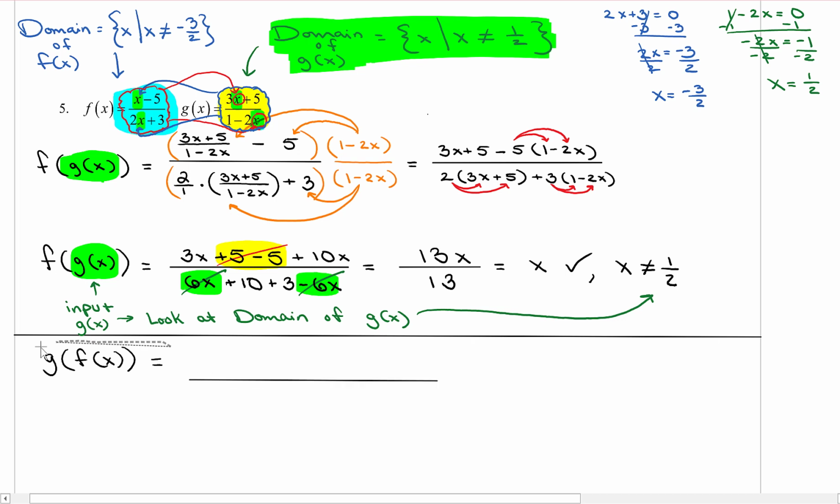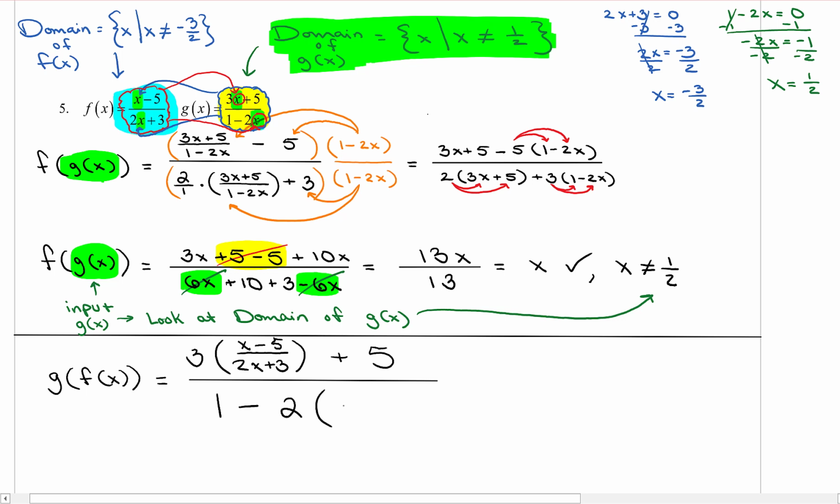Okay, so I think I'm going to move this down a little bit right there. That looks good. So the first part of the g of x says 3x plus 5. So it's going to be 3 times f of x, which is x minus 5 over 2x plus 3, and then plus 5, all over g of x says 1 minus 2x, but instead of x, I'm going to write x minus 5 over 2x plus 3.